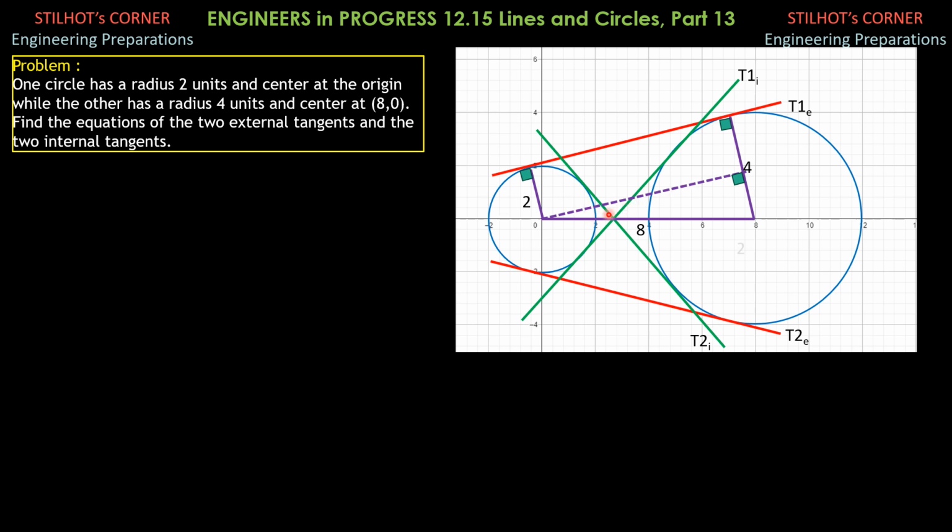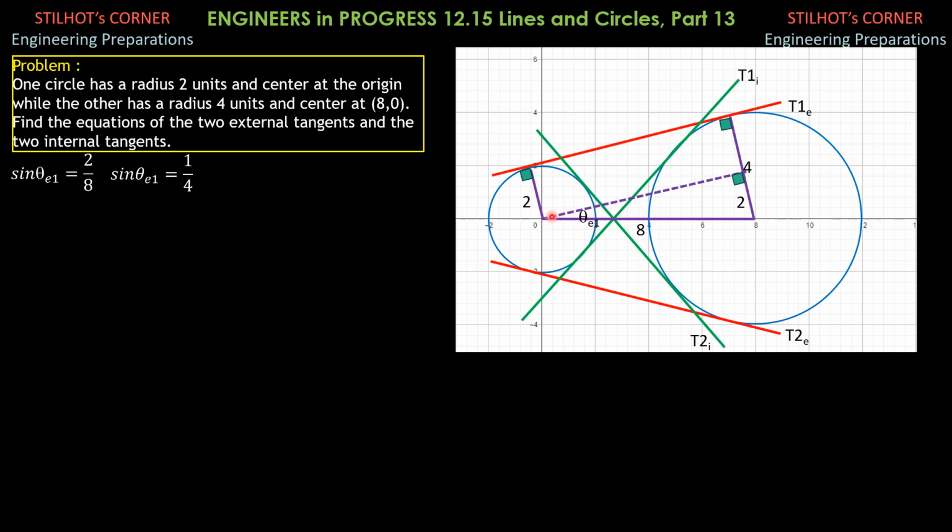So if we call that theta E1, take note that this side is 2 and the hypotenuse is 8. So sine of theta E1 is equal to 2 over 8, and 2 over 8 is actually 1/4. So therefore, if this is 1, we can reduce this to 1, this is 4, then this adjacent side would be the square root of 4 squared, which is 16, minus 1 squared, which is 1. So the square root of 16 minus 1 is the square root of 15.